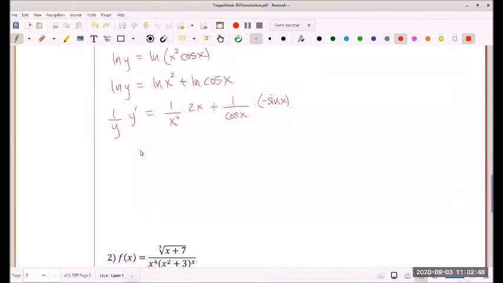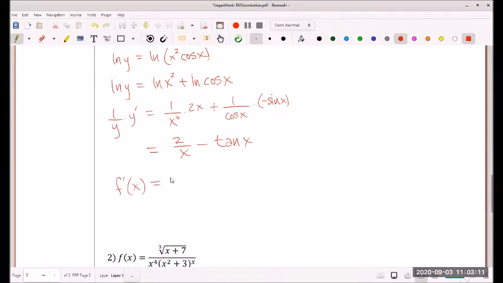Okay, let's go ahead and simplify this down a bit. This will be 2x over x squared, which is just 2 over x. And then this becomes minus the sine of x over cosine of x, which is minus the tangent of x. And now I'll go ahead and solve for y prime by multiplying the y on both sides. And I'll replace that y prime with the f prime of x.